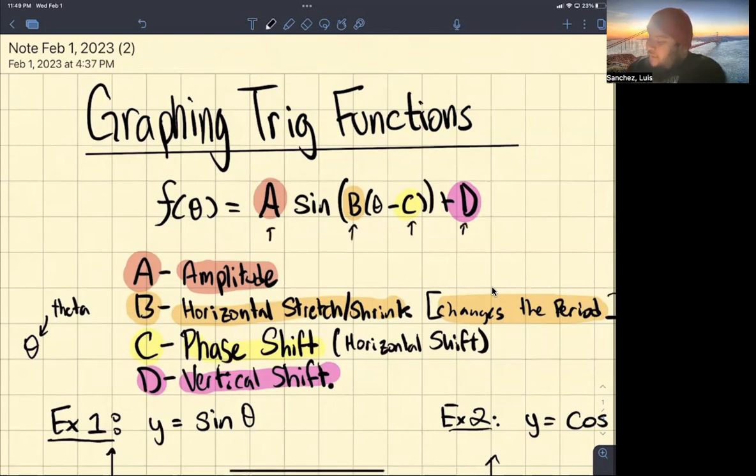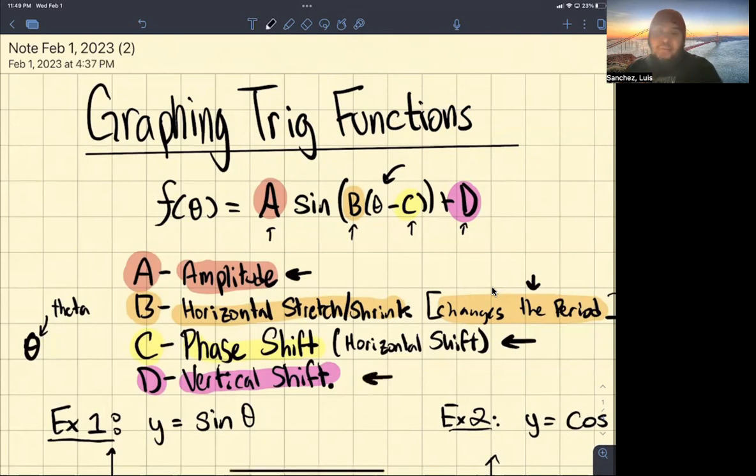Okay. This symbol here is not zero, it's theta, and it's used to represent angles because what goes inside of a trig function is angles. A tells us what's gonna happen to our amplitude. B is a horizontal stretch slash shrink. It changes the period. It's one of the hardest things to do in this class, in this subject. And then C is the phase shift, so a horizontal shift, whether you're going left and right. And then D is our vertical shift.